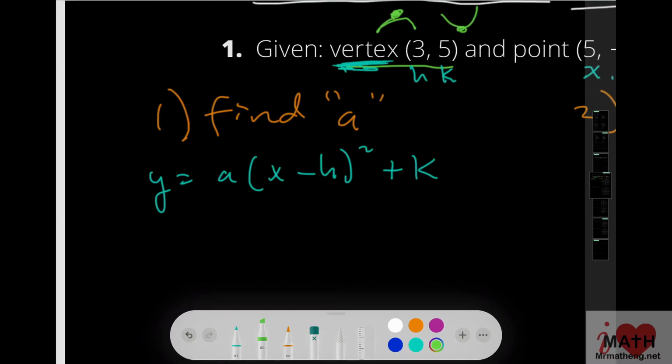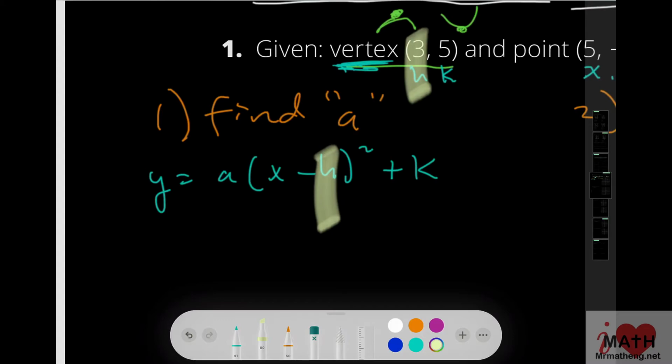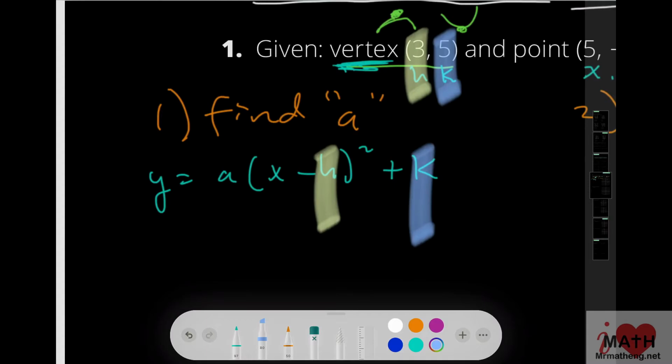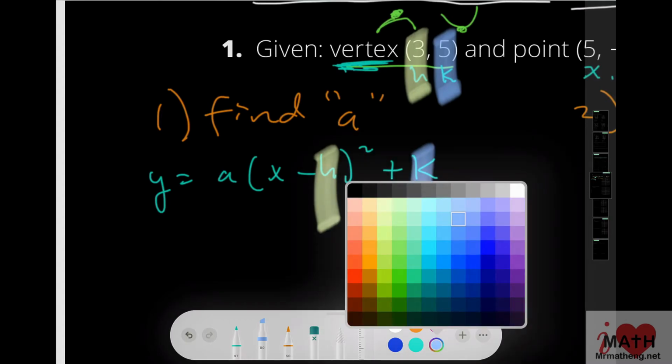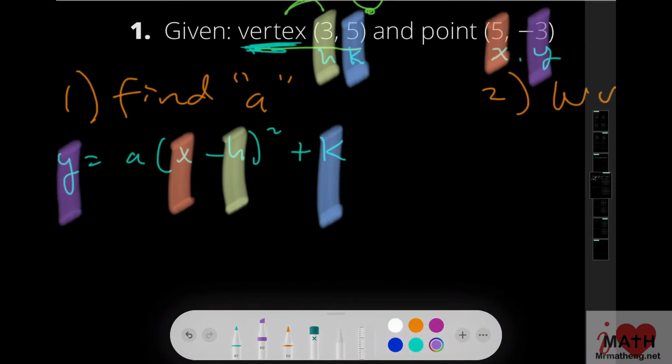Okay, let's use my highlighter here. I have an H, and I have a K. Okay, let's go over here and use some more colors. I have an X value, and I have a Y value. Okay, if you notice all the things I've highlighted here, all of them are used except for the A value. That's why it says find the A value.